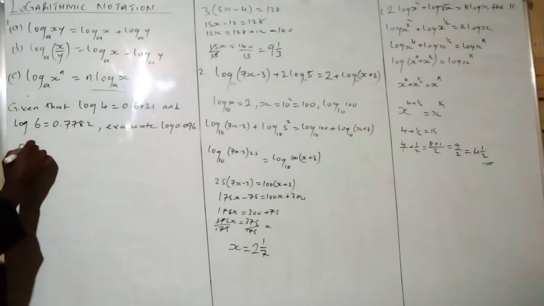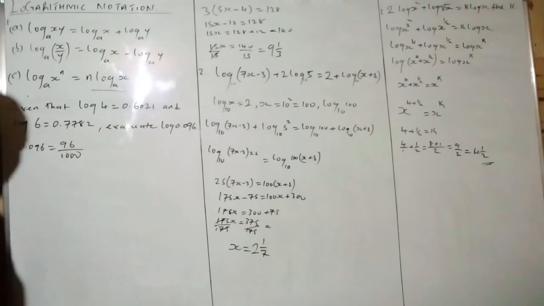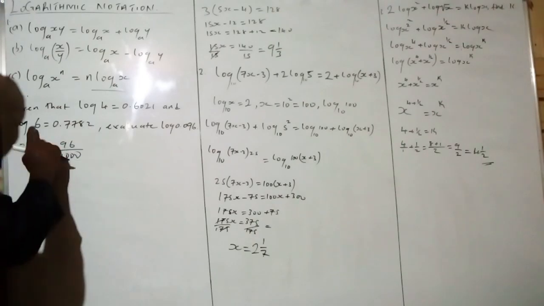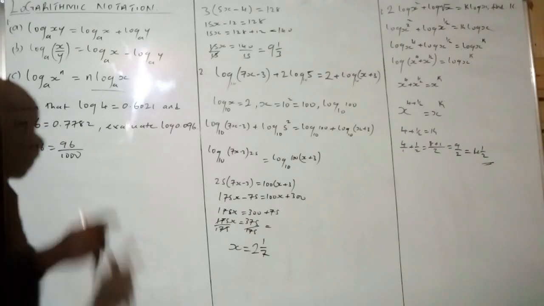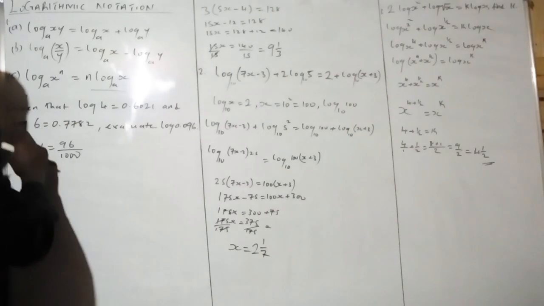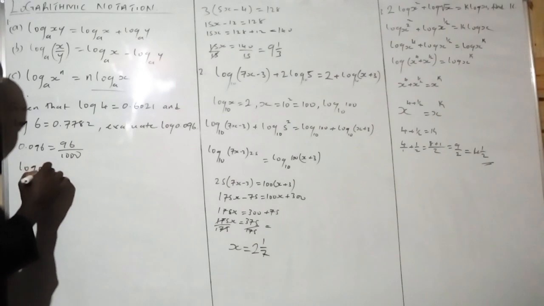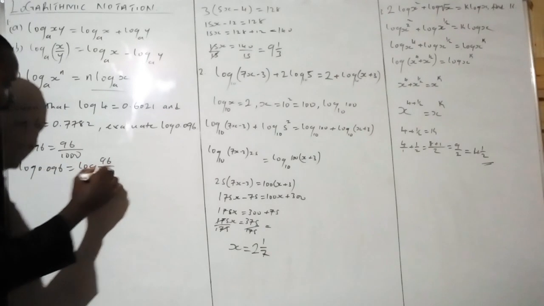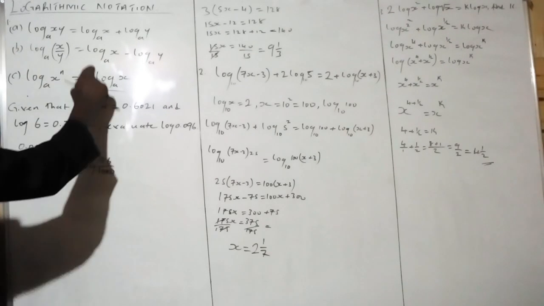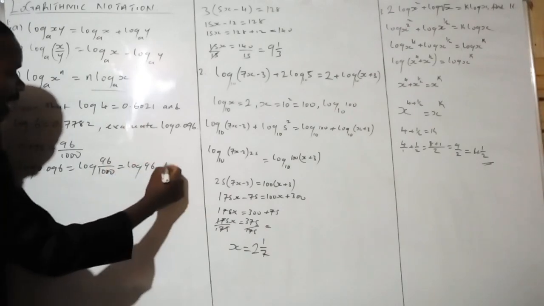0.096 is the same as 96 over 1,000. First of all, we can get the factors of 96 in form of 4 and 6, so that we can apply them and then substitute, because we've been given the values of log 4 and log 6. We say that log 0.096 is the same as log of 96 all over 1000, second law of logarithm. And we are going to write it in this way. We say log 96 due to division minus log 1000.